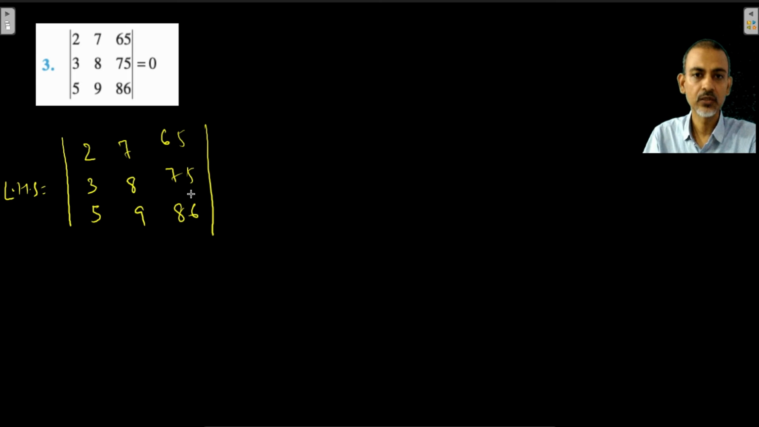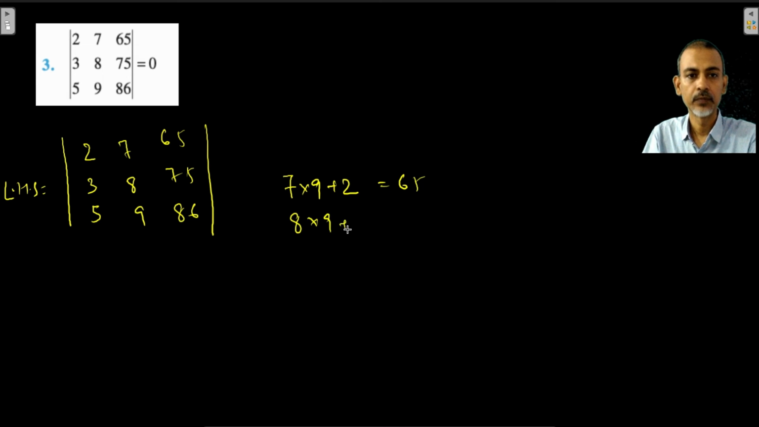So just look at the numbers here. If I just multiply 7 with 9 and add 2 to it, what will I get? I'll get 7 into 9, 63 plus 2, 65. Similarly, 8 into 9 plus 3, if I do, what I'll get? 8 9s are 72 plus 3, 75. And the third one, 5 into 9, I mean 9 into 9, I'm multiplying 9 into 9 plus 5. So it will be 81 plus 5, which will be 86.